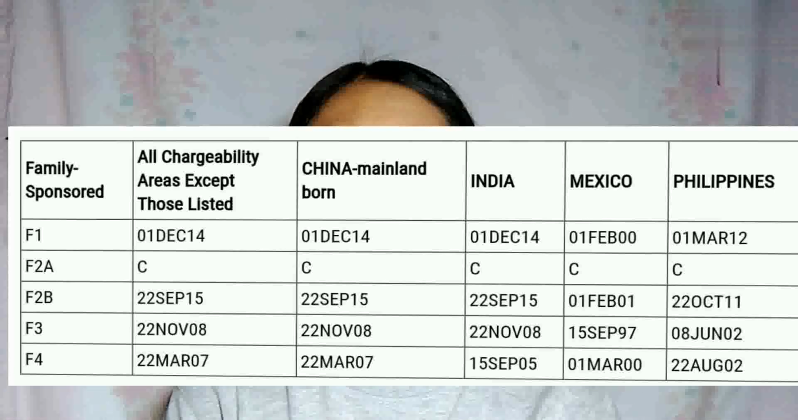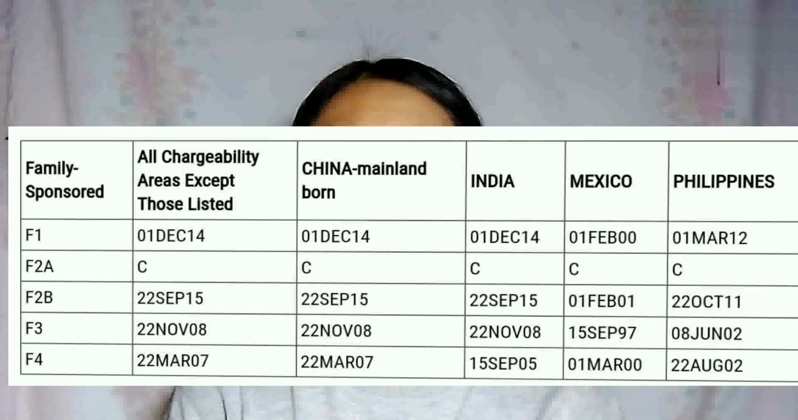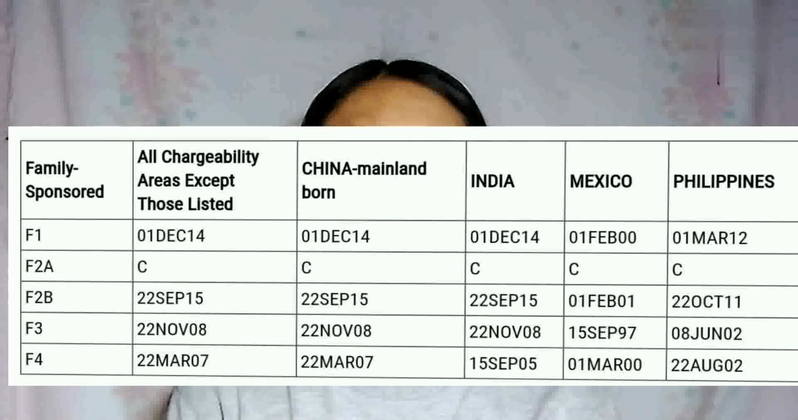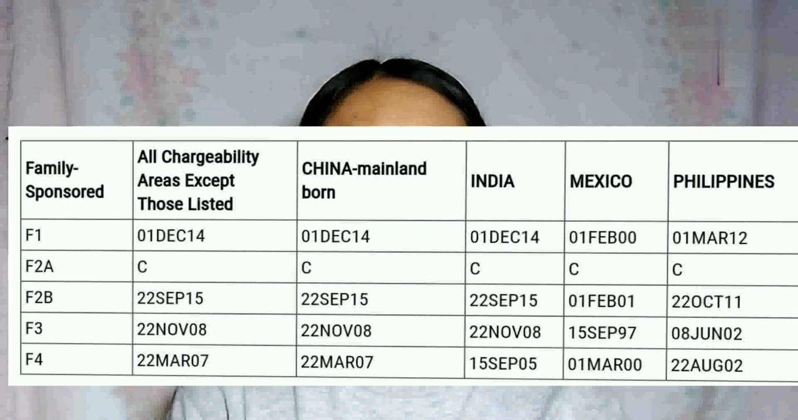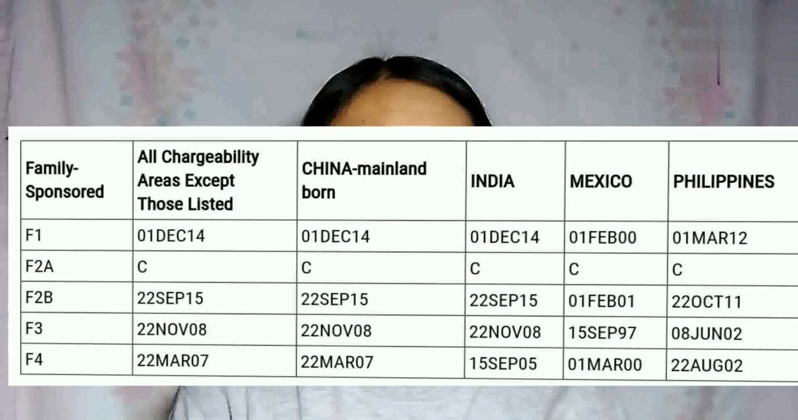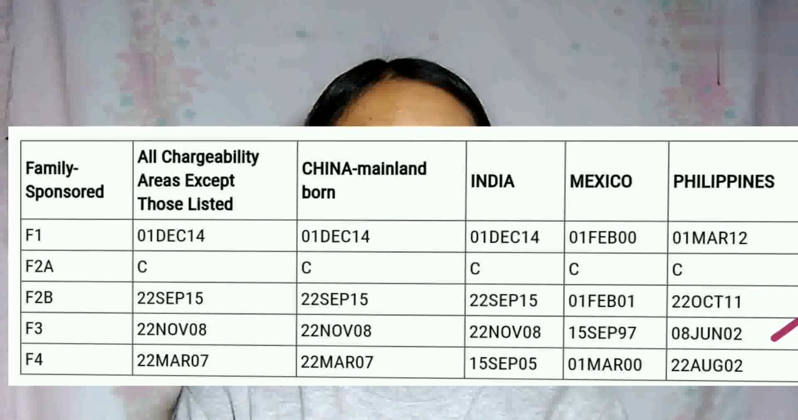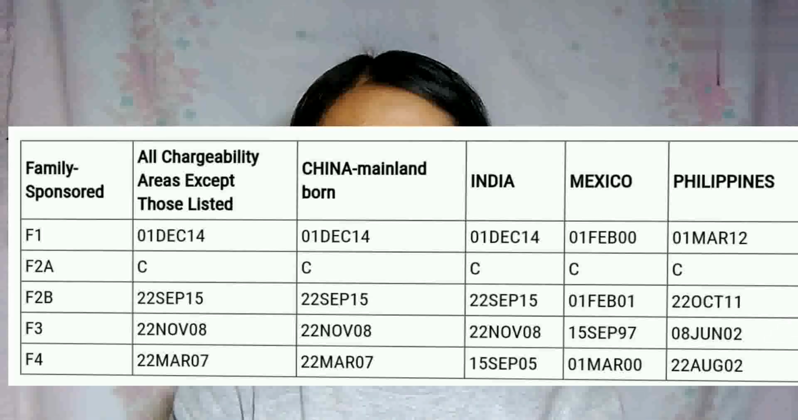And for F4, all chargeability areas except those listed, March 22, 2007. China mainland-born, March 22, 2007. India, September 15, 2005. Mexico, March 1, 2000. And Philippines, August 22, 2002. This is the final action dates for family-sponsored preference cases. C means that it is current, guys, and U is unavailable.